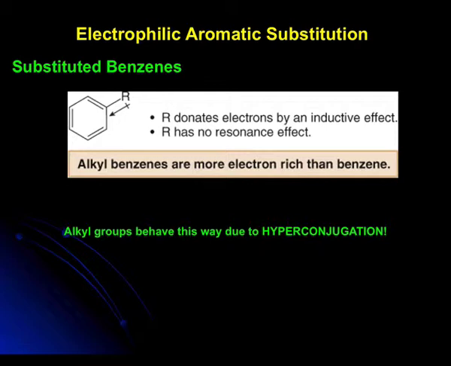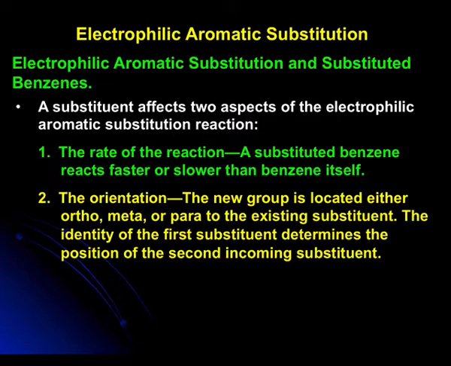The alkyl groups, of course, we just mentioned this, are activated because the R group, whatever the case may be, some typical alkyl group, is going to donate electrons into the aromatic ring by hyperconjugation. The same kind of argument we made for the stabilization of carbocations by hyperconjugation.